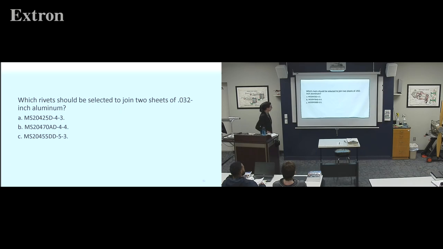Inch aluminum. Now, some people think they can be tricky and say, which is the most common use of this number? Because we have D, AD, and DD. Well, we don't know. They might be using any of those styles. We don't know what they're working on. So that's not actually any giveaway like you might think it is. You do have to go by the size.